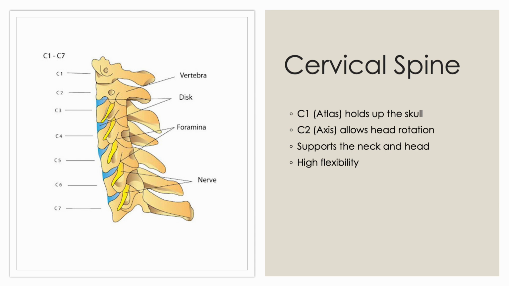The cervical spine begins at the base of the skull, and it's made up of 7 vertebrae labeled C1 to C7. The first two, C1 called the atlas and C2 called the axis, play a large role in supporting the skull and allowing our head to turn. This region is the most mobile part of the spine, which is why we can nod and rotate our head so freely. However, this also makes it more vulnerable to injury, such as whiplash in car accidents. Because it connects the head to the rest of the body, injuries here can affect a lot of other bodily functions.